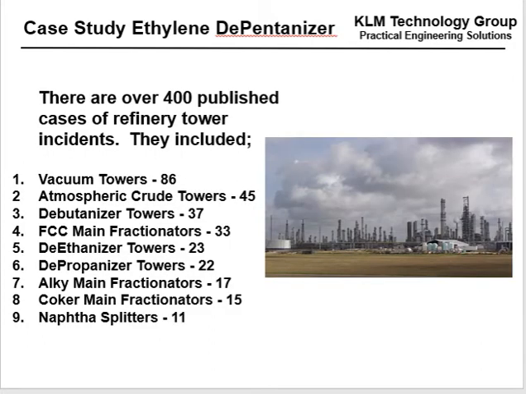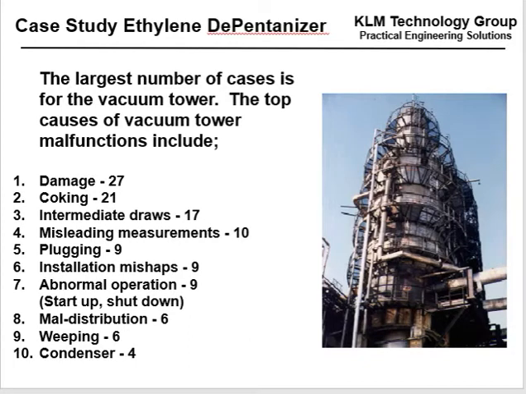There were 400 published cases of refinery tower incidents. They include vacuum columns, atmospheric columns, debutanizer columns, which is what we're looking at today, FCC main frac, de-ethanizer, depropanizer columns, which is what we're converting to, alky main fracs, coker, naphtha splitters. The largest number of cases was in a vacuum column. It's one of the most difficult to simulate, and to use hydraulics and have it match the field data.